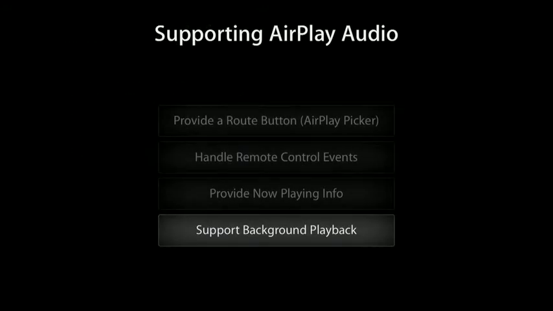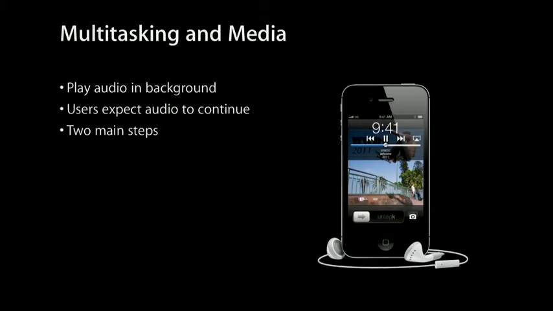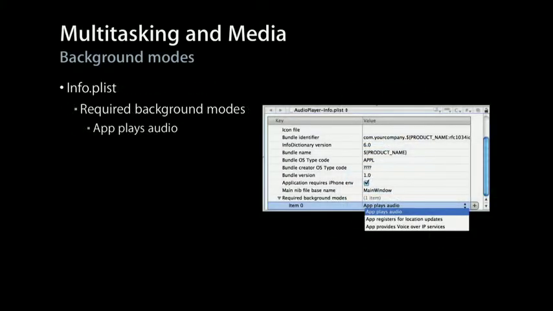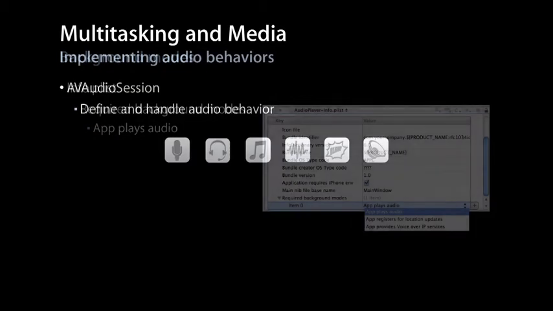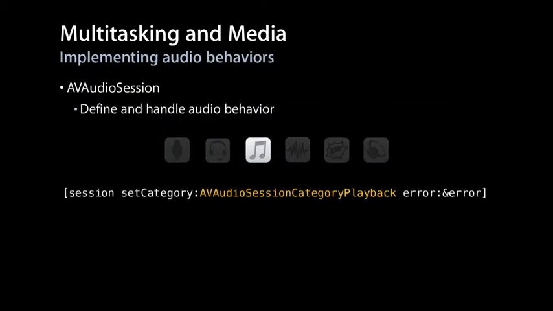The fourth step is to support background playback if it makes any sense for your app. If the primary thing your application does is play audio, then users expect that audio to continue to play in the background. And in iOS 5.0, your app goes into the background when the screen locks. There are two main things you have to do to support background playback. You need to add the App Plays Audio item to the required background modes in your info.plist. And you need to set your audio session to playback.